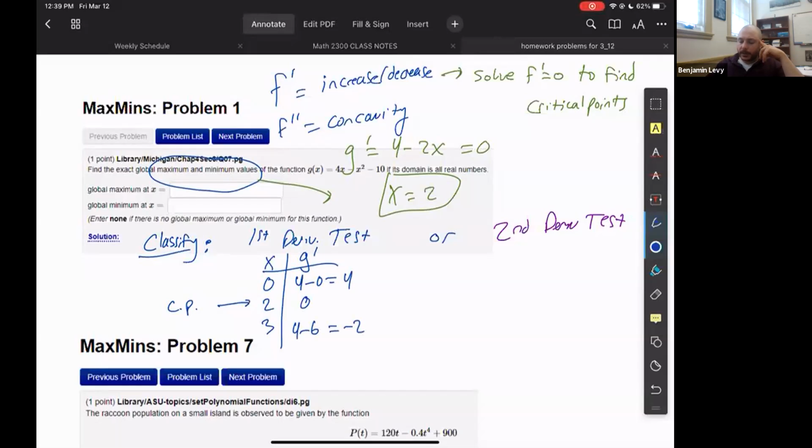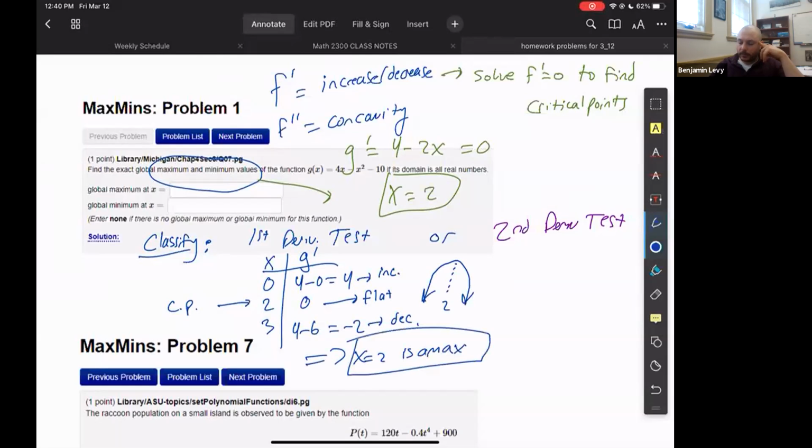And so this tells us increasing, flat, decreasing. What does increasing, flat, decreasing look like? It looks like this. And so that's how we can figure out x equals 2 is a max. That's the first derivative test, right?